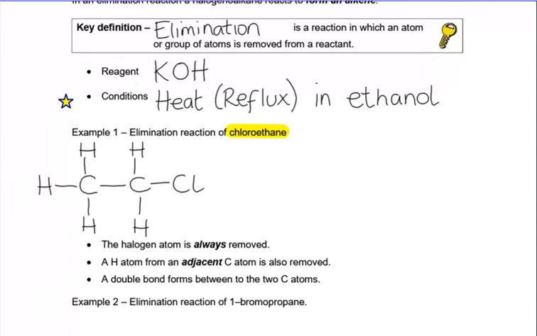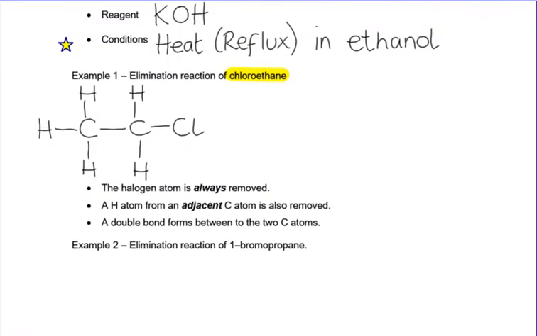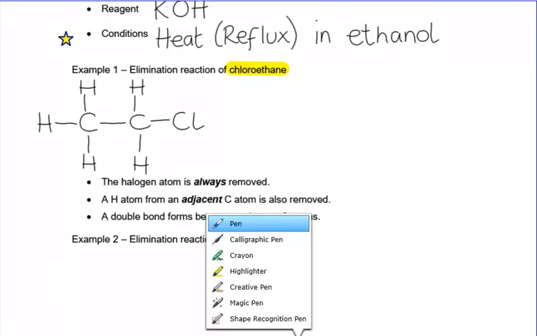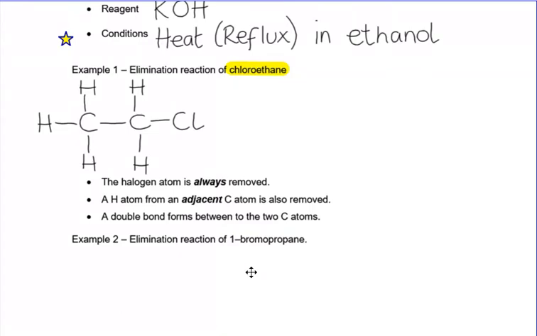Now, if we have a look at our little instructions on page 11, it says to us that the halogen atom is always removed. Let's remove the halogen atom. This will be this atom here. And then it says the hydrogen from an adjacent carbon. Now, that means adjacent to the carbon that has the halogen. So we're going to the adjacent carbon and we're going to remove a hydrogen. There are 3 hydrogens on the adjacent carbon, only one of them will be removed.